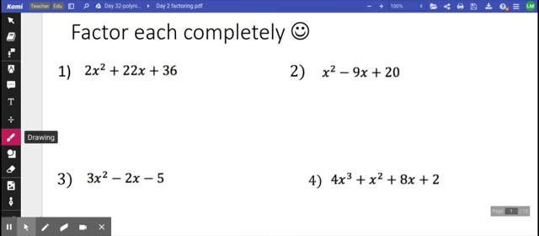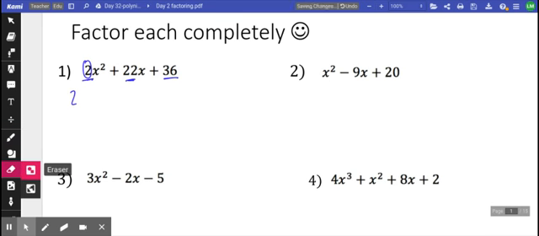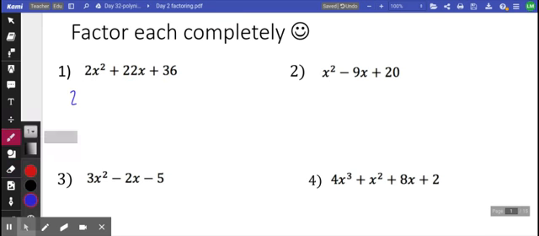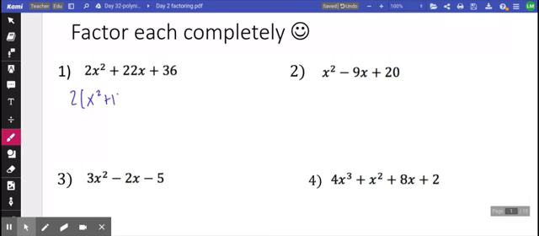Alright, for number 1 here, we have 3 terms. This is a trinomial. Remember, always look for a GCF first. I have a 2, and a 22, and a 36. These are all even, so they're all divisible by 2, and since 2 is the smallest number here, I can only pull out a GCF of a 2. I also can't pull out anything else because this 36 doesn't have an x. So if I pull out a 2, it's just like dividing each of these by 2. I'm left with x squared plus 11x plus 18.